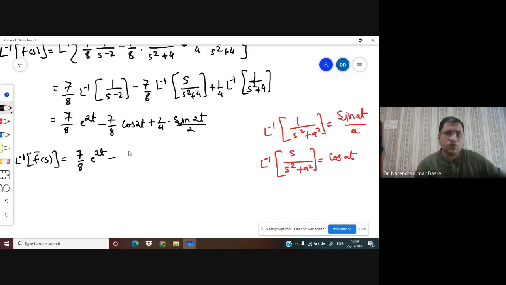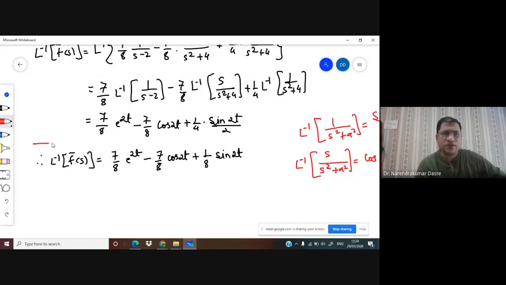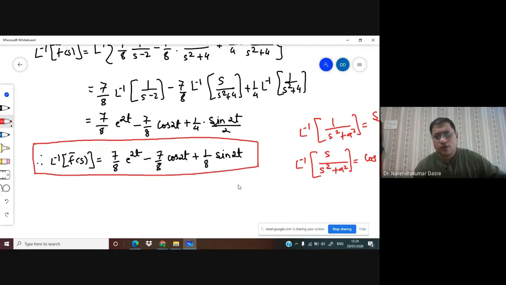So now we'll be having 7 by 8 cos of 2t plus 1 by 8 sine of 2t. So this is how we are able to get the inverse Laplace transform for this given function. This is how, using the method of partial fractions, we are able to solve it.